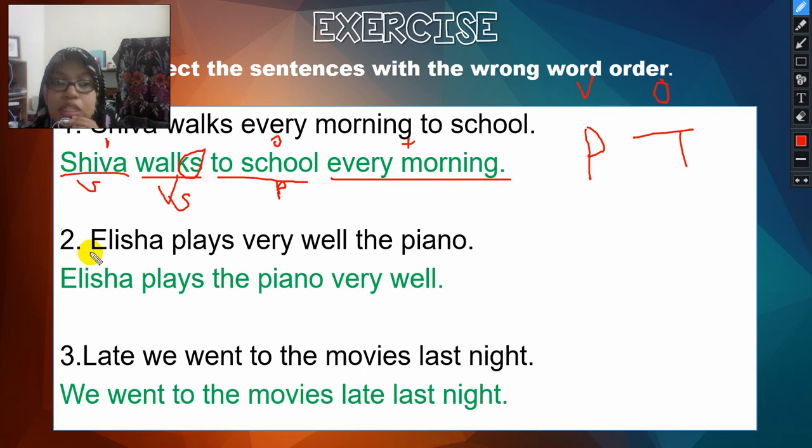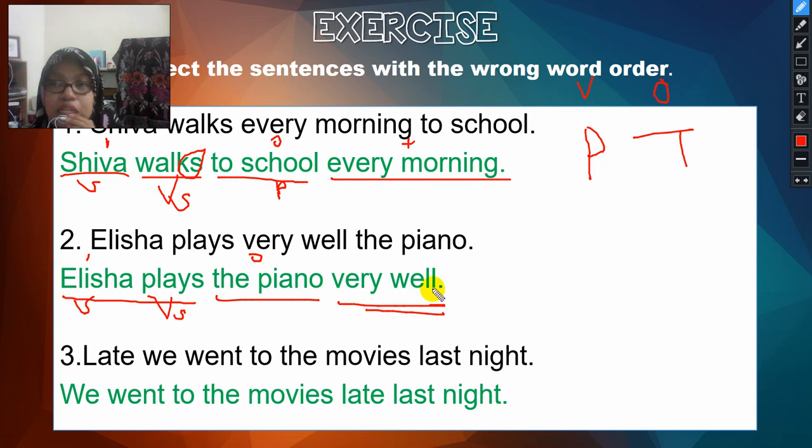Okay, the second example. Alicia plays very well the piano. Macam mana kita nak betulkan? Alicia plays the piano very well. Alicia main piano. Alicia ni subject, seorang. Alicia subject. Plays verb dia kena ada S. Plays the piano, ni object dia, very well.